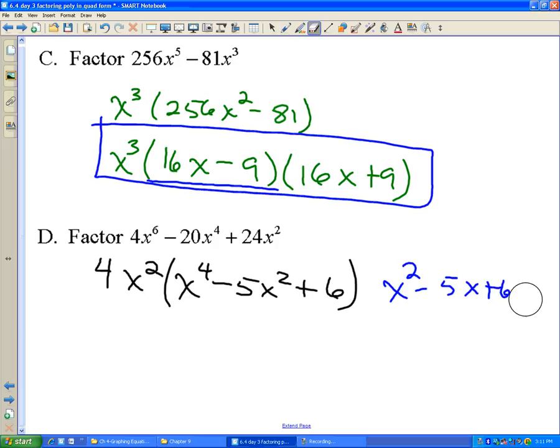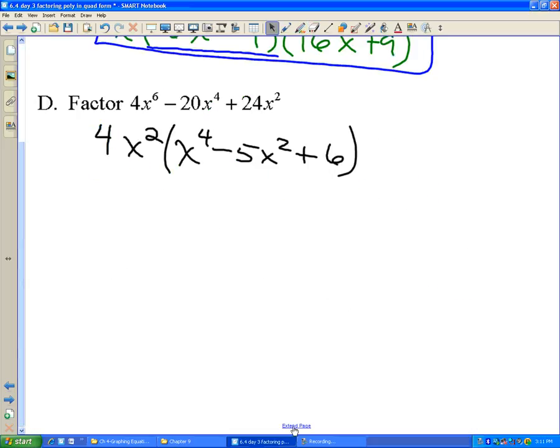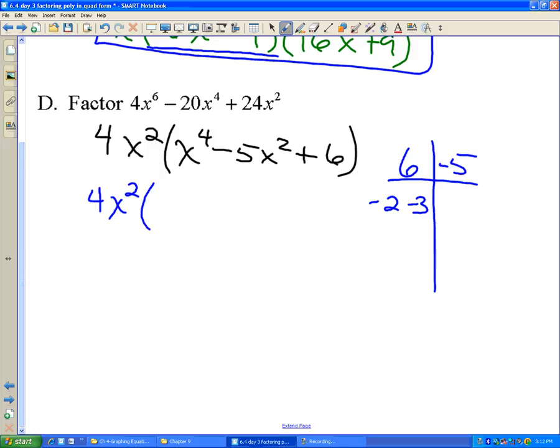So I'm going to factor this with basic factoring, the way I normally would if it was what I just had in blue. In basic factoring, I ask the question, what multiplies to be 6 and adds to be 5? Since it's a negative 5, I'm going to do negative 2 and negative 3, which multiply to be 6 and add to be negative 5. So I have 4x squared as my greatest common factor. Instead of x, since this is x to the fourth, I need an x squared minus 2 times x squared minus 3. If I FOIL that out, I get x to the fourth minus 5x squared plus 6.